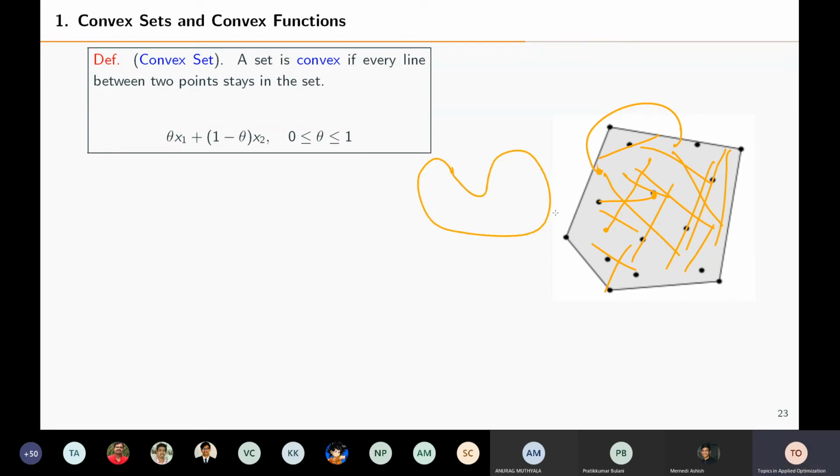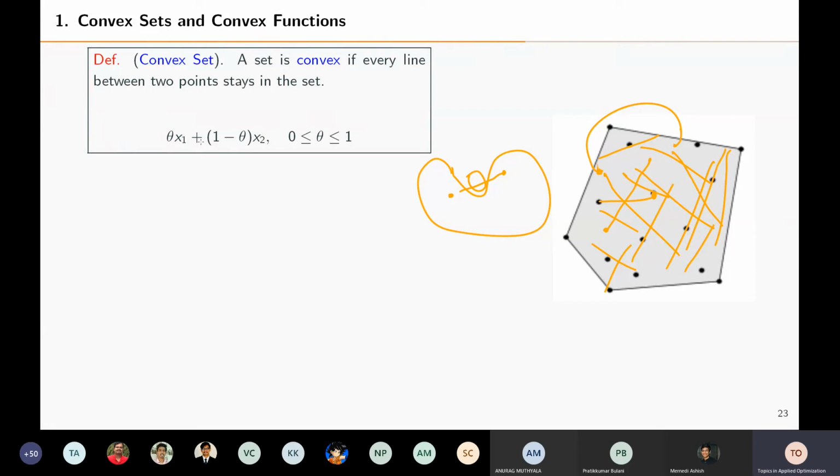sets like this are not convex, because if I take a point here and if I give you a point here, now you have to join it by a line, right? So if you join it by a line, it will be this, but some part of the line is now outside the set. So hence it's not a convex set.